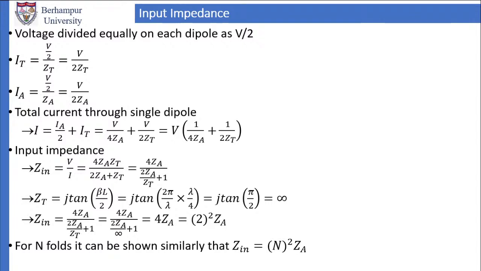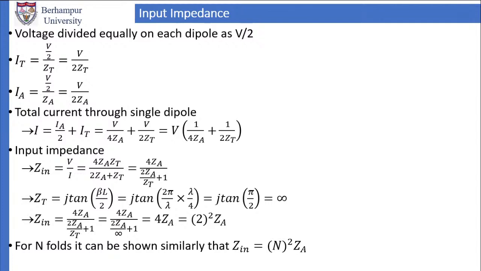Voltage is divided equally on each dipole as V by 2. Therefore, IT is equal to V by 2 divided by ZT in the transmission line mode. So that is equal to V by 2 ZT. Whereas IA for the antenna mode is V by 2 divided by ZA. So that will be V by 2 ZA. So IT is equal to V by 2 ZT. IA is equal to V by 2 ZA.